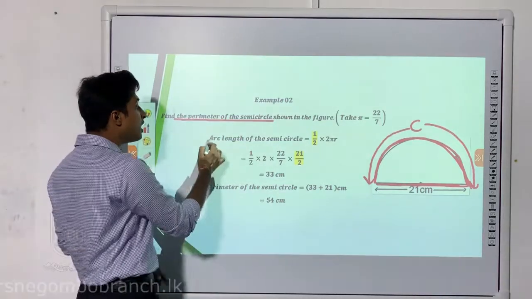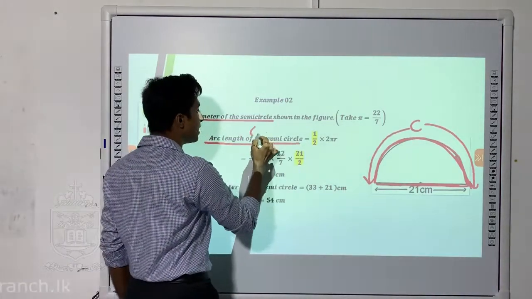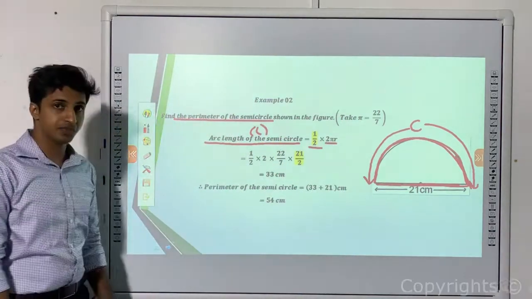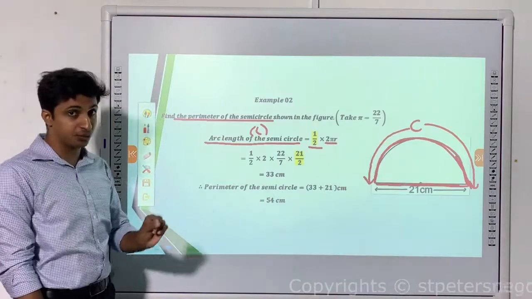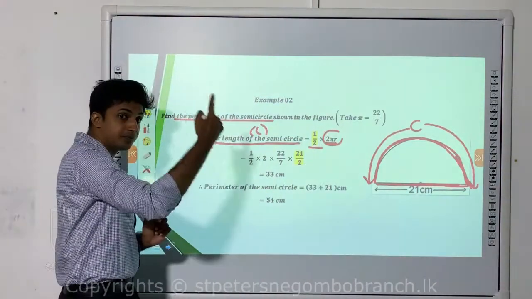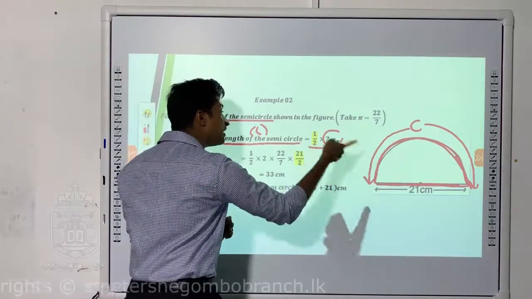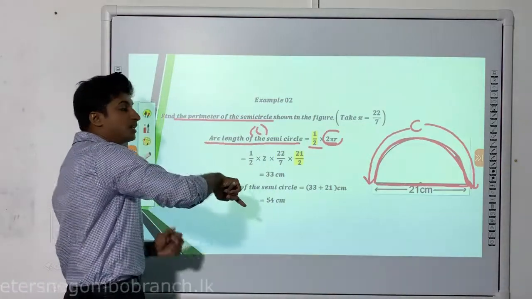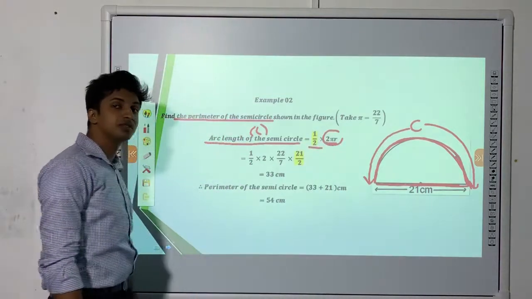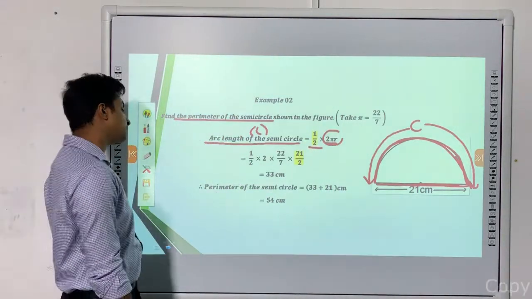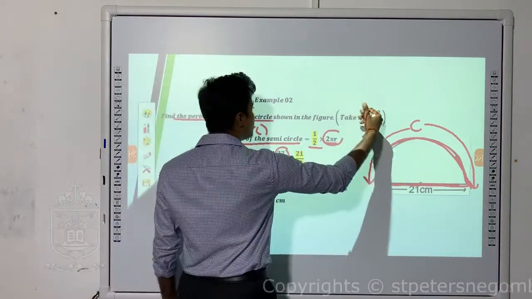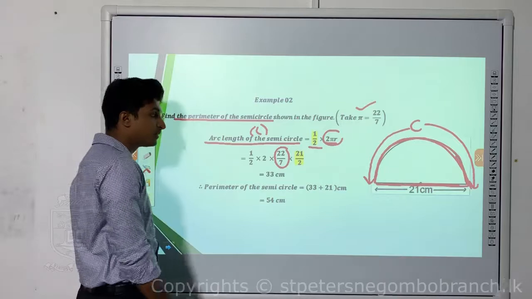For that, the arc length of the semicircle, which I have marked as C, is half of 2 pi r. Why do I consider it as half of 2 pi r? 2 pi r is for the entire circle. The semicircle is exactly half of that, right? So that is the reason I have used half in the formula. Half of 2 pi r, then that is half into 2 into the pi value, 22 over 7. That has already been given to you in the question.